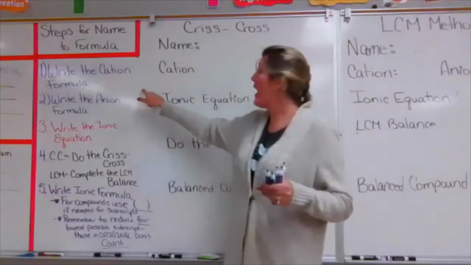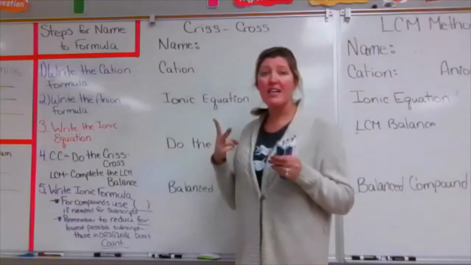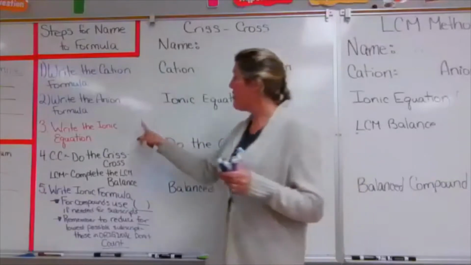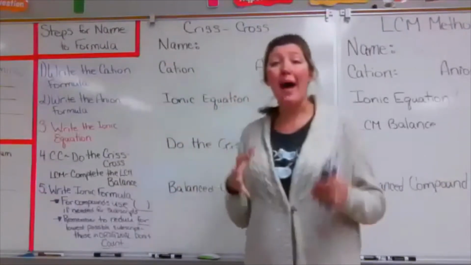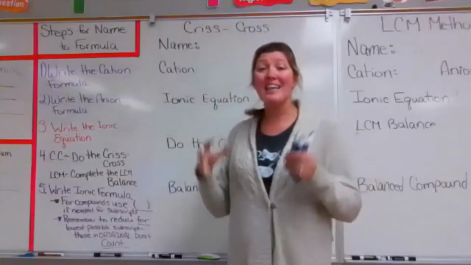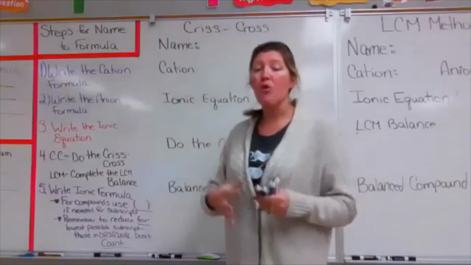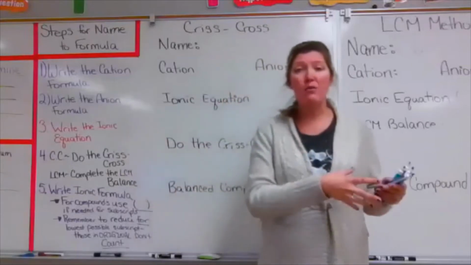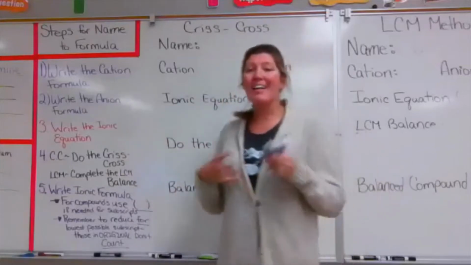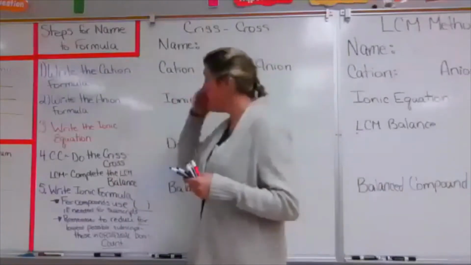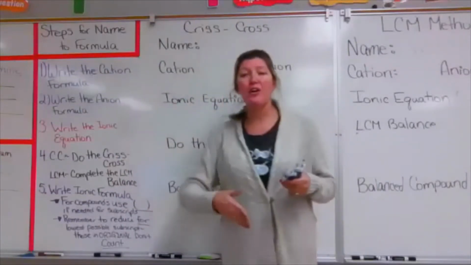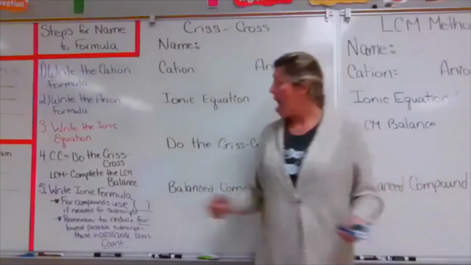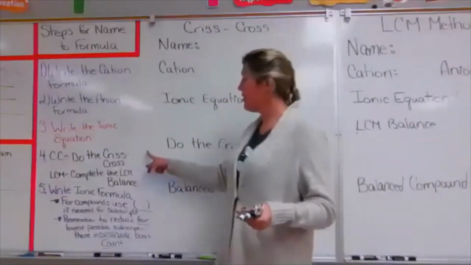The first step is to write your cation formula. The second step is to write your anion formula. And the third step is to write the ionic equation, because you have to remember you're always adding things together to form a compound. And I don't want you to forget that your balanced compound is a result of adding things together. Then for step 4, you're either going to do the crisscross method or you're going to do the LCM method.